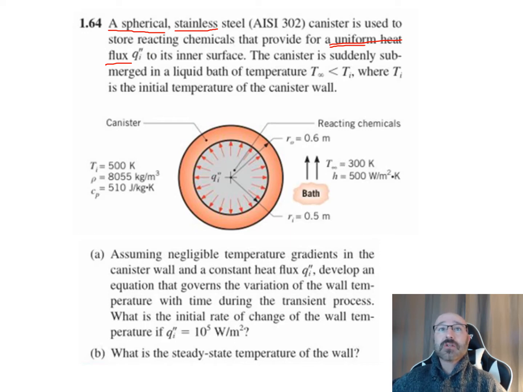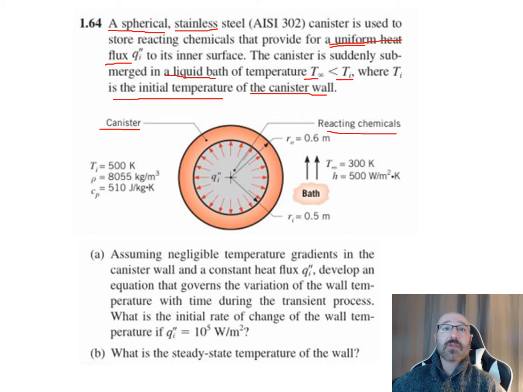Now this canister is then going to be submerged into a liquid bath where the temperature, T infinity, is going to be less than T sub i, where T sub i is the initial temperature of the canister wall. So then we can come down here to our given diagram. We can see, okay, there's our canister right there. Inside is our reacting chemicals right here.